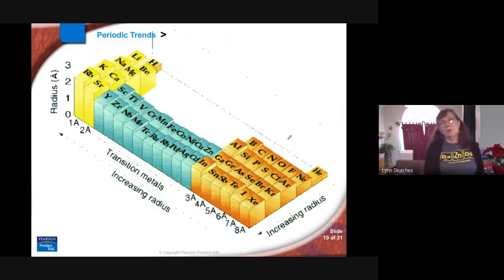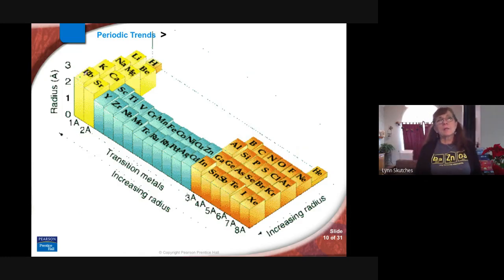This is kind of a fun way to look at it also. Kind of looks like a keyboard of the elements here. Notice alkali metals, hydrogen, lithium, sodium, potassium, rubidium. Biggest at the bottom. Duh! Of course the biggest is at the bottom. There's more protons, there's more electrons, there's more layers of electrons.